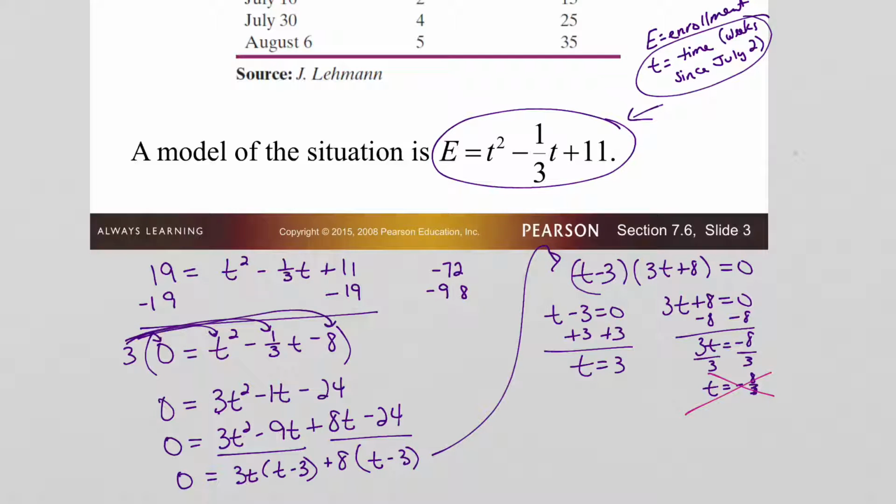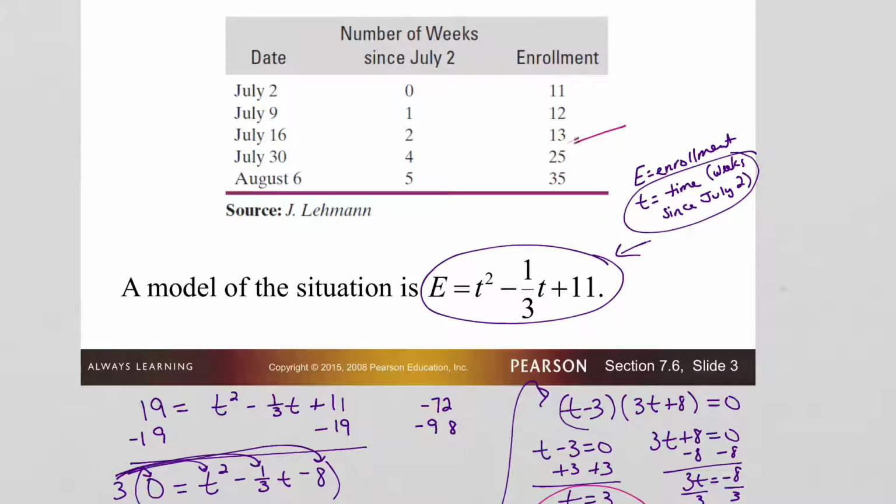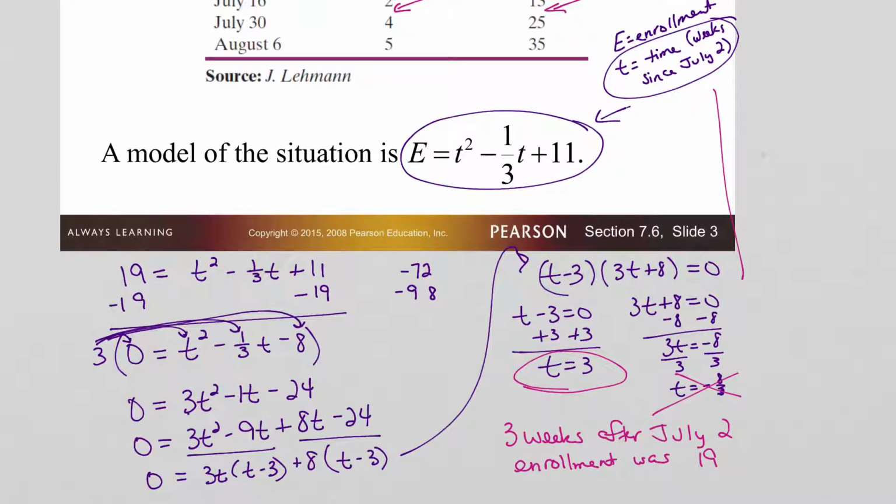Even though we did good math, everything was great, it still doesn't make sense because we are talking about time since July 2nd. We can't go back 2 1/3 weeks or 2.5 weeks or whatever. So we're only looking for this one. So 3 weeks after July 2nd, enrollment was 19 students. If you take a look, where would 19 fit in this table? It would fit right here. Notice how that 3 is missing. So it does fit in the right spot of this table. So I do feel pretty good about this answer right here.